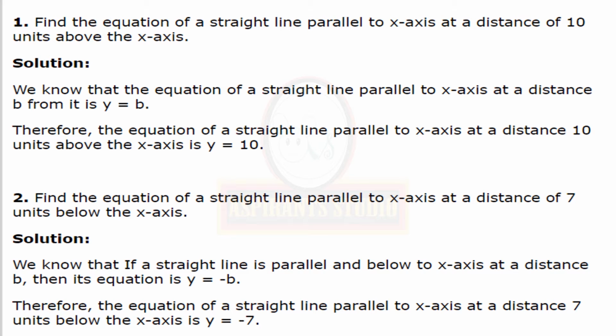Question number 2. Find the equation of a straight line parallel to x-axis at a distance of 7 units below the x-axis. We know that if a straight line is parallel and below the x-axis at a distance b, then its equation is y = a constant, which is minus b, y = minus b. Therefore, the equation of a straight line parallel to x-axis at a distance 7 units below the x-axis is y = minus 7.